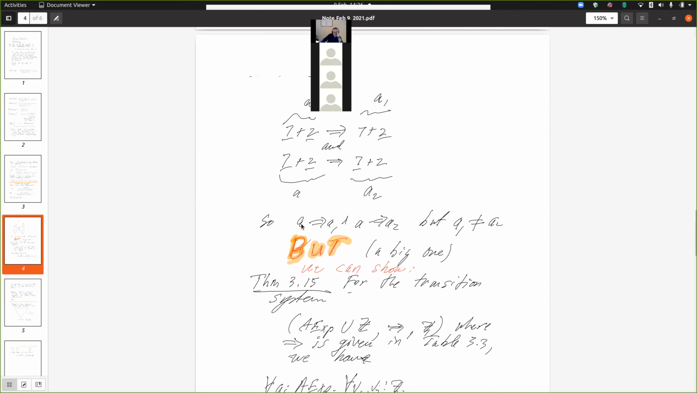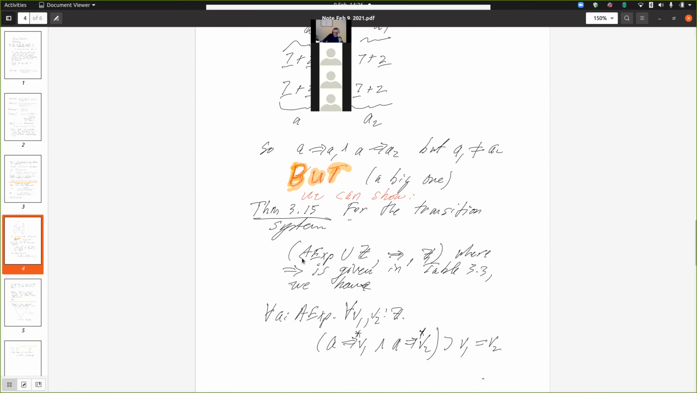So we have a situation where A can go to A1 and A can go to A2, and A1 is not equal to A2. So we don't have determinism. But, and this is a big but, we can show this nice thing that says that the reflexive transitive closure, arrow star, is deterministic if we go all the way down to a single value.